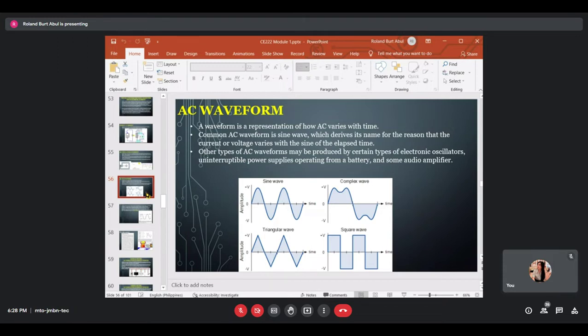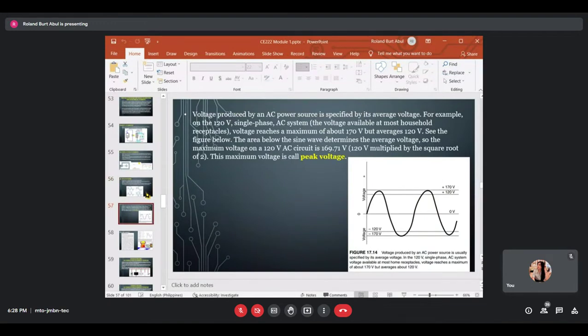So, ang waveform is a representation of how AC varies with time. So, the common AC waveform is sine wave, which derives its name for the reason that the current or voltage varies with the sine of the elapsed time. Other types of AC waveforms may be produced by certain types of electronic oscillators, uninterruptible power supplies operating from a battery, and some audio amplifiers. So, sa UPS guys, ang naka-produce niya nga waveform is square wave, while ang oscillators na to is pwede siya square, triangular, or even sine wave.